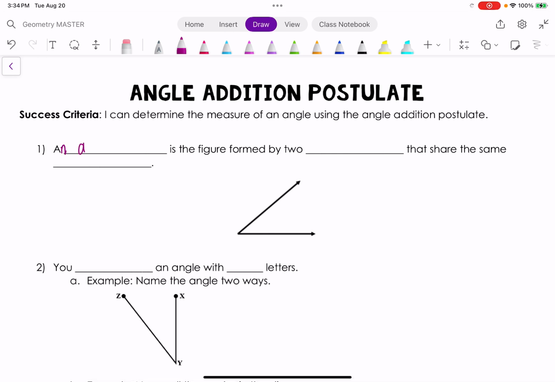An angle is the figure formed by two rays that share the same vertex. So over here, a ray has a point on the end and goes off in one direction, like the ray off of the sun. So these are our two rays right here, and that is our angle.